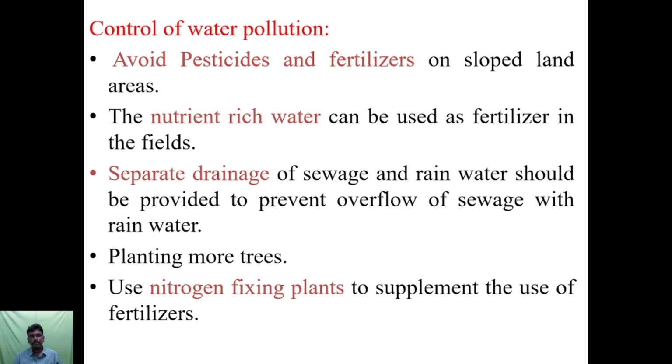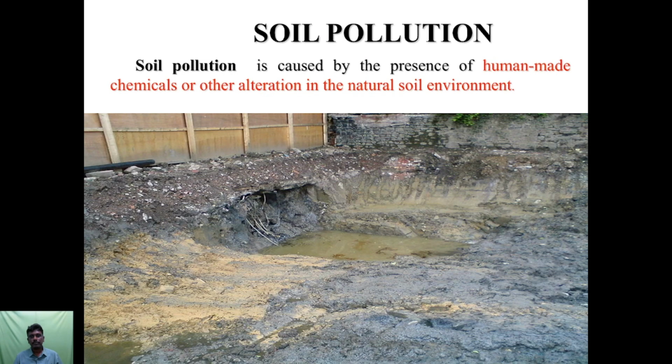Then control of water pollution. These are the controlling methods. Avoid pesticides and fertilizers. The nutrient-rich water can be used as fertilizer in the fields. Separate drainage of sewage and rainwater should be provided to prevent overflow of sewage with rainwater. Planting more trees. Use nitrogen-fixing plants to supplement the use of fertilizers. Then soil pollution: it is caused by the presence of human-made chemicals or other alteration in the natural soil environment.